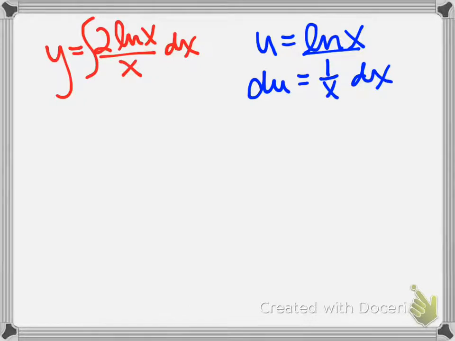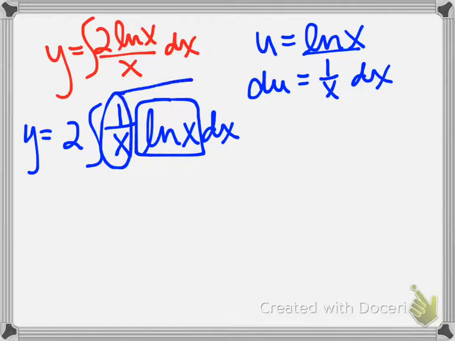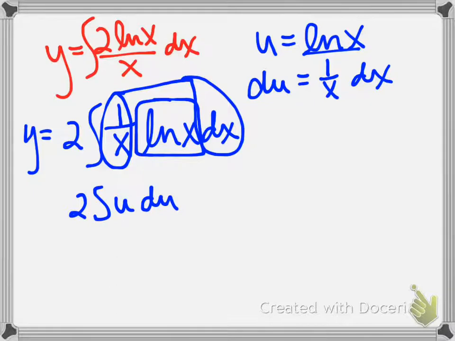So with a little bit of rewriting, let's pull the 2 out. I'm going to write this as 1 over x times ln x dx. So you see my u is right here, and you see that the rest of this is the du. So this is 2 integral u du, if I just plug in what I've got. Okay? So now I can integrate it.